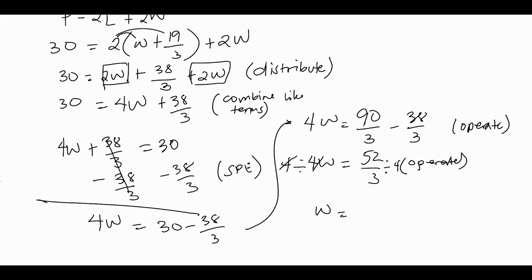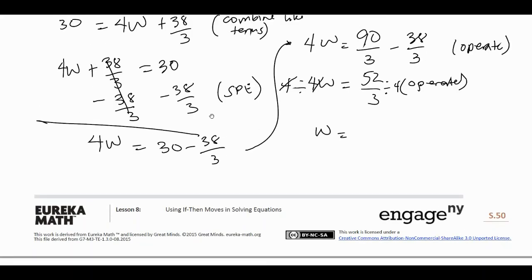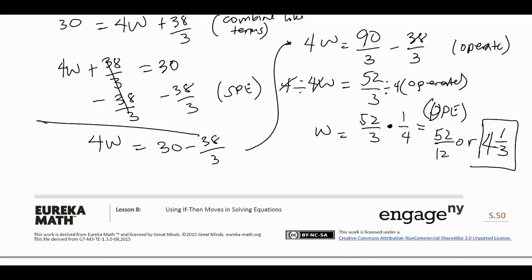Remember how we divide fractions: keep, change, and flip. So we keep 52 over 3. Change the division into a multiplication, and the reciprocal of 4 is 1 over 4. Can we cancel 52 and 4? No, I don't think so. So that's going to be, oh, this is DP. Don't forget. So 52 times 1 is 52 over 12, or, all right, that's going to be 4 and 1/3.